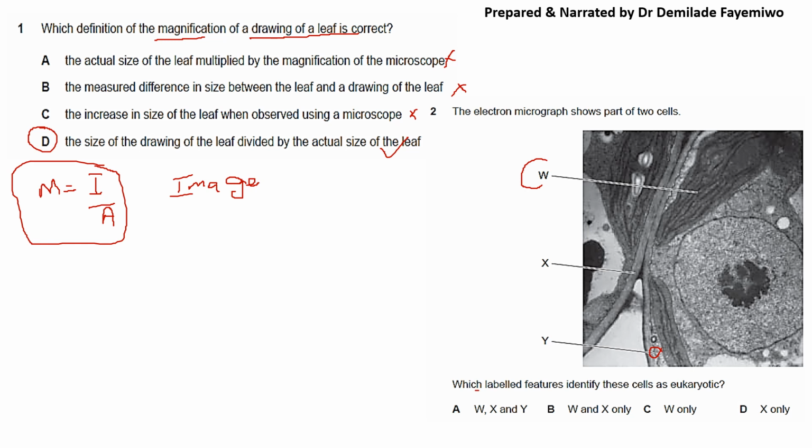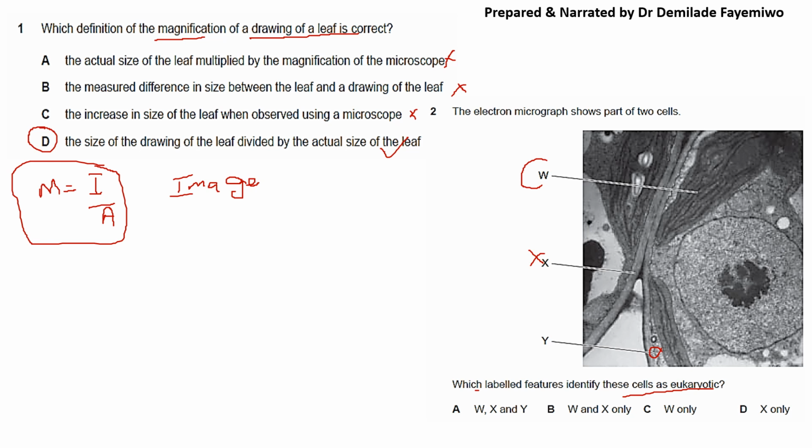So which feature identifies these cells as eukaryotic cells? Now, something that you need to remember is that prokaryotes also have a cell wall that is made up of peptidoglycan. So you can't use the cell wall as a distinctive feature with which you will judge whether or not this is a eukaryotic cell. So that sort of knocks X out of the picture.